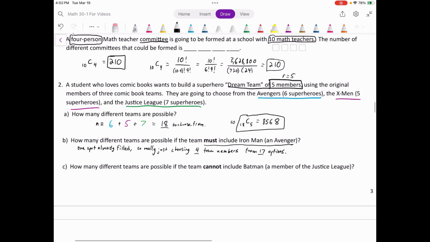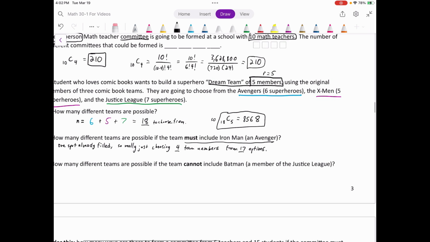So what we're really being asked here is how many ways there are to choose 4 from the remaining 17. That gives us 17 choose 4, which comes out to 2,380. That's not that surprising. That just represents all of the ways that Iron Man could have been part of one of these teams.